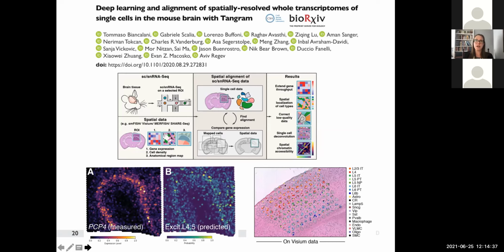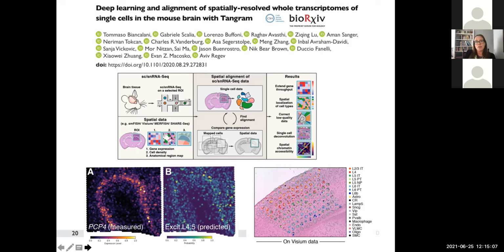So here in a test case, we use Tangram to map single nucleus RNA-seq data from the DLPFC onto a Visium DLPFC tissue section. So you can see that the predicted location of dissociated single nuclei, previously annotated as excitatory neurons belonging to layers 4 and 5, matches really nicely with expression of PCP4, a gene highly expressed in cortical layers 4 and 5.